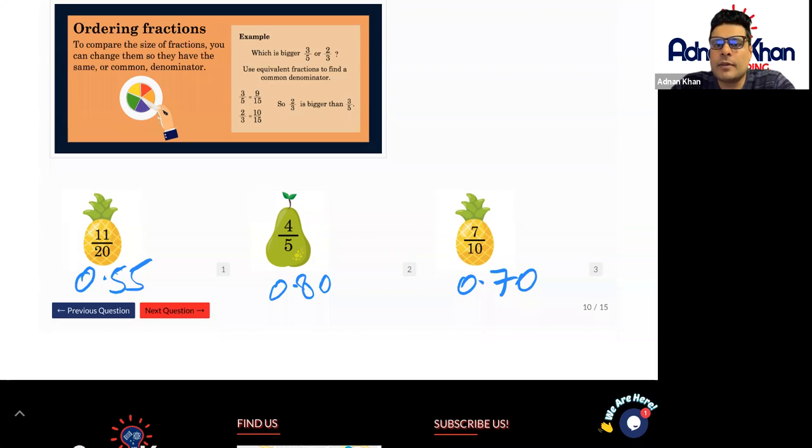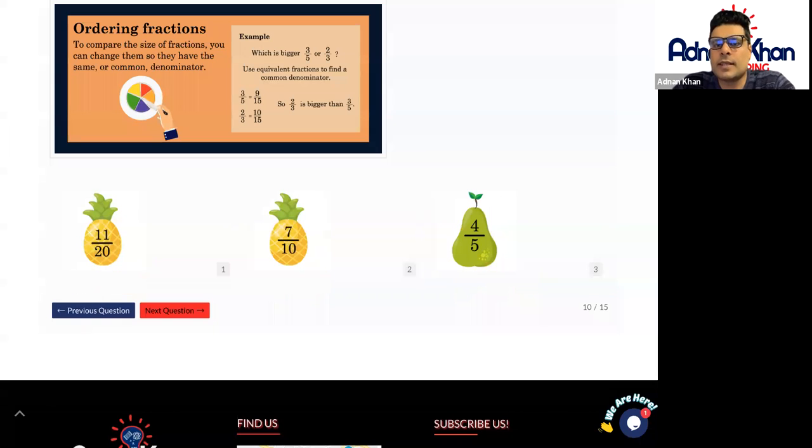So we know that 11 over 20 is the smallest. Then 7 over 10 will be number 2. And then 4 over 5 will stand for 0.8. So in this case, this is our correct order.